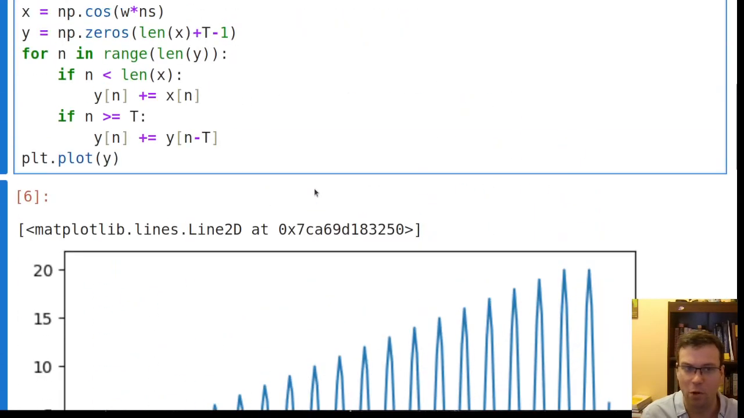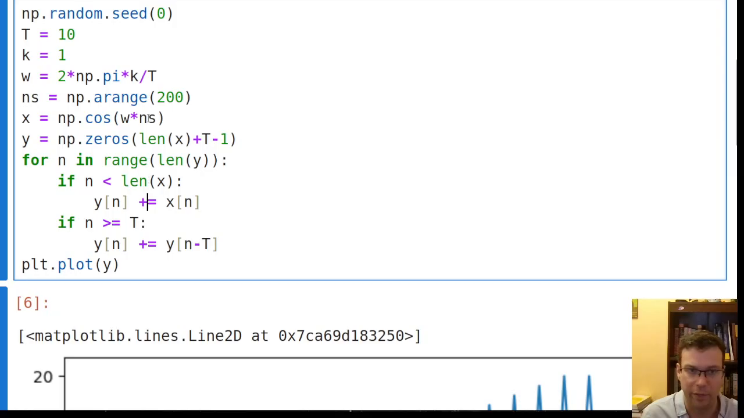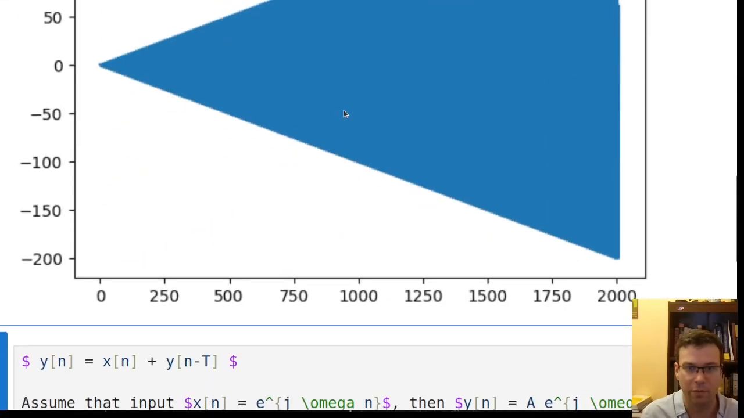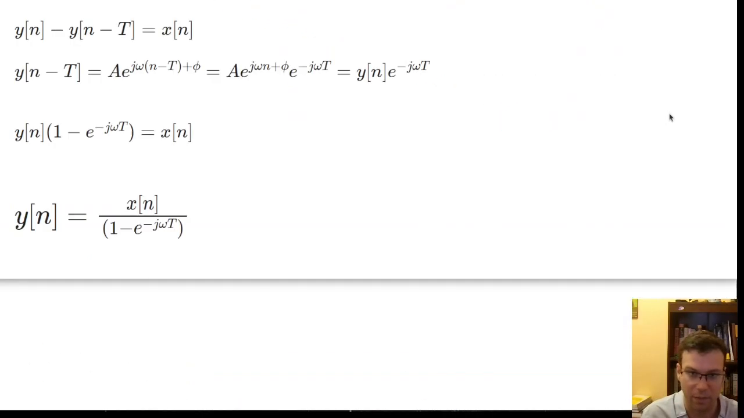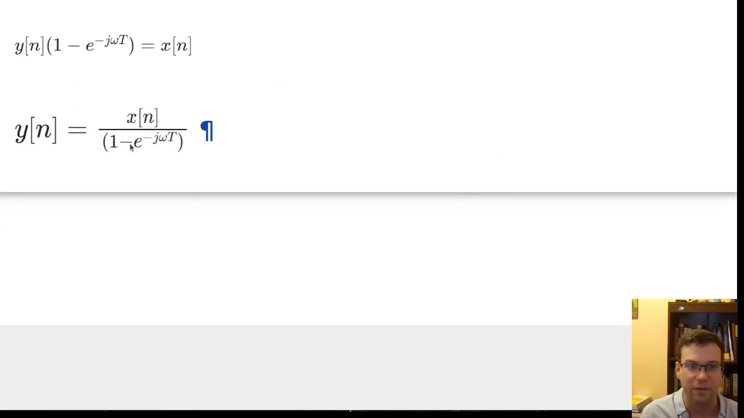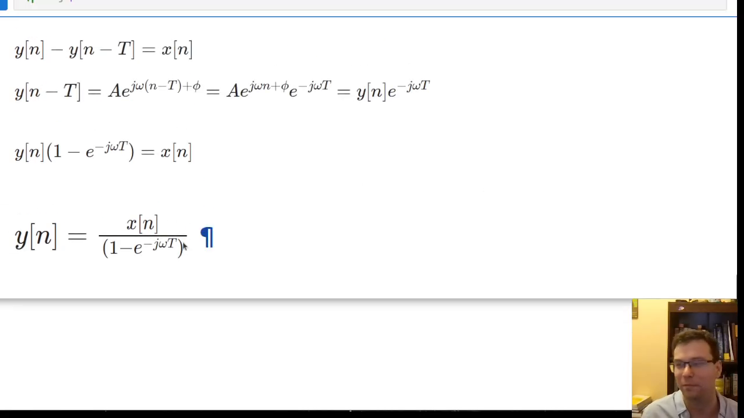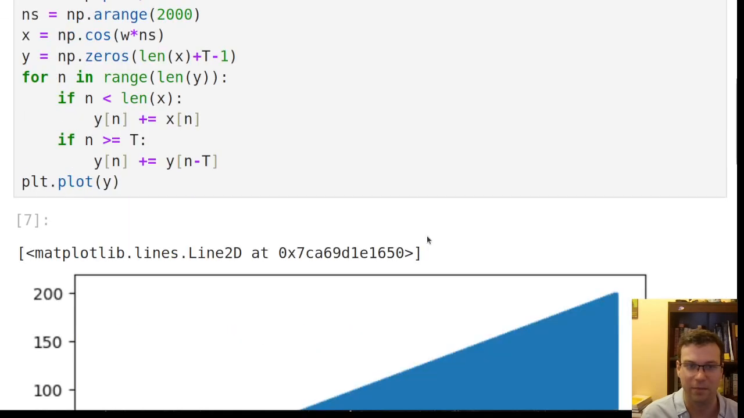And this is why this is growing, and it's going to grow without bound. If I keep going here, let's say I go up to 2,000 samples, it just gets bigger and bigger and bigger, and it's going to blow up. So this would be the amplitude that the thing ends up at, but actually it'll never end up at a finite amplitude. So that's why it keeps growing.